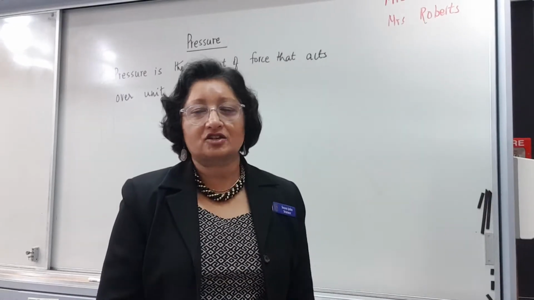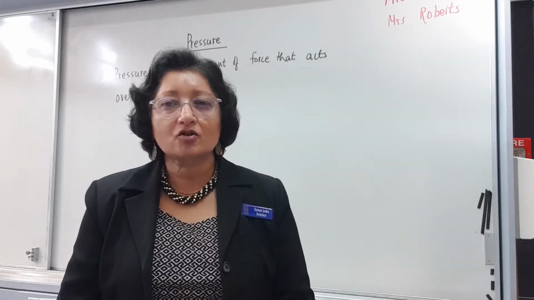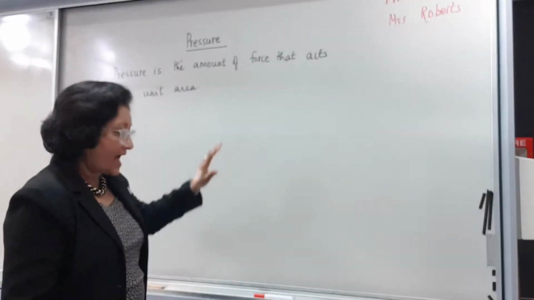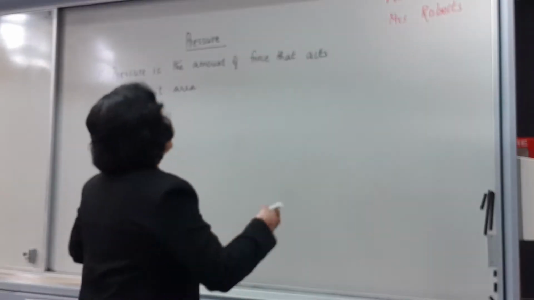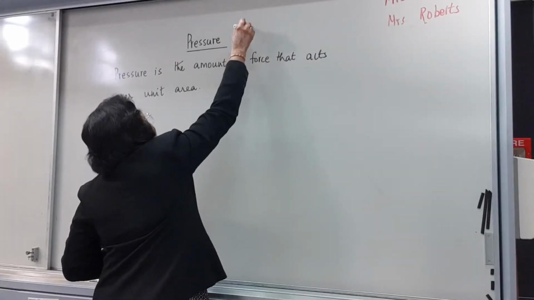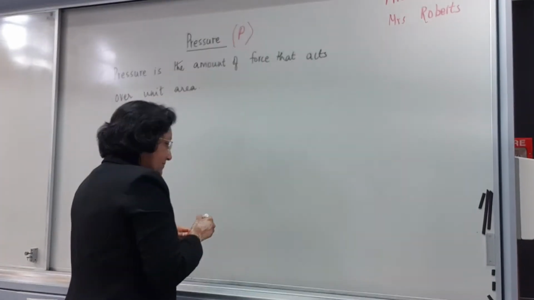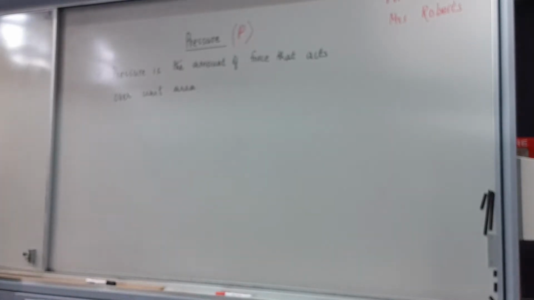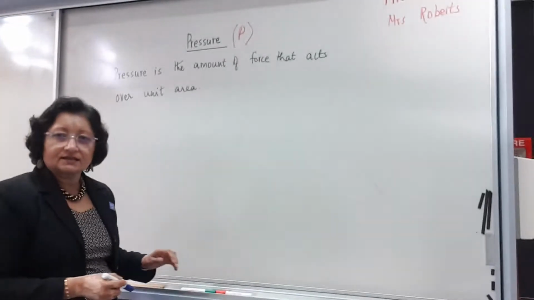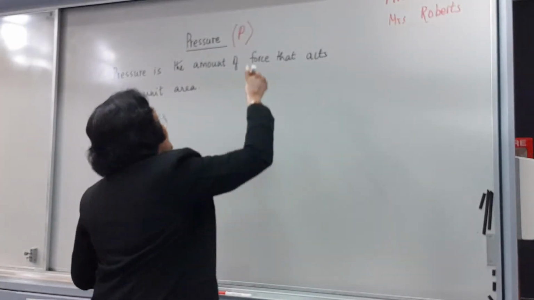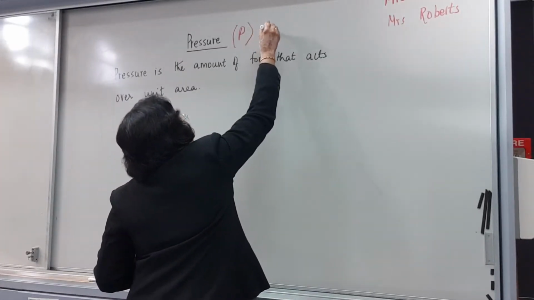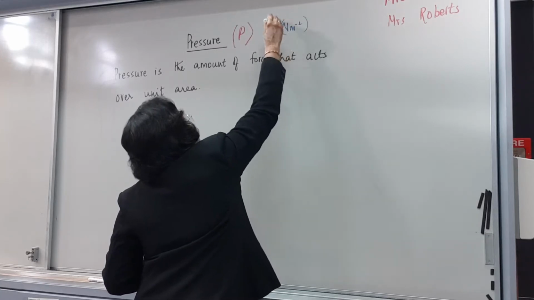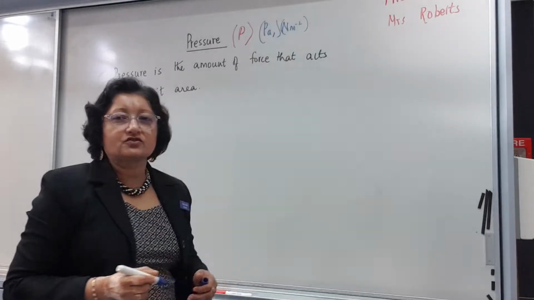So what is pressure? Pressure has to do with the amount of force that acts over a unit area, and the symbol for pressure is the letter P. And pressure is measured in 2 units. One unit is called Pascal, and the other unit is Newton per meter squared, and I'll explain why it's got these 2 units.